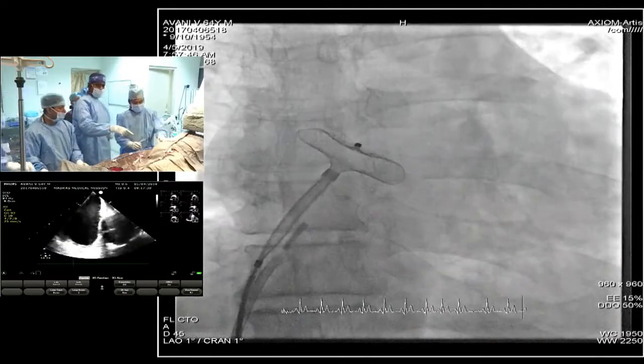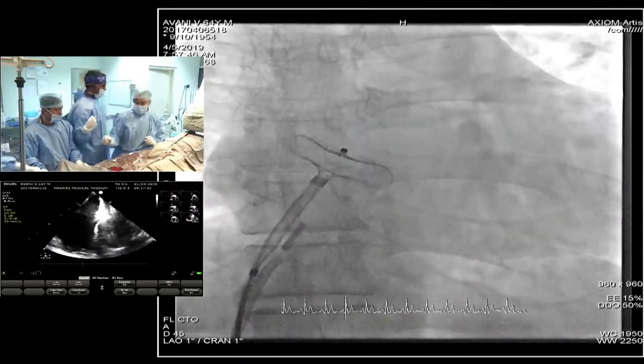Raghu, can you get the LV end-diastolic pressure remeasured? Go in as I am talking. Yes, sir.